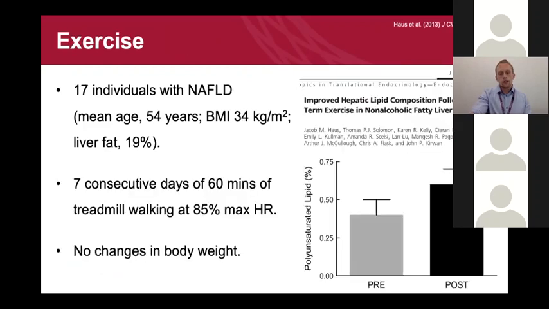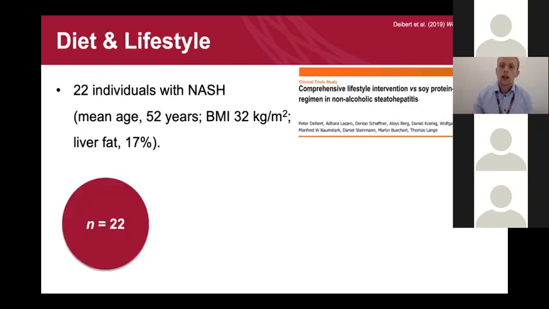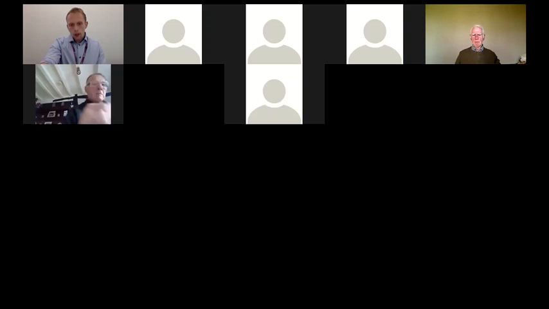So this study here was conducted in 2019 and involved 2 24-week interventions. One was a comprehensive lifestyle intervention, and one was a soy protein-based meal replacement, so similar to the DIRECT study that we spoke about before. This was conducted in individuals with NASH, that more severe form of liver disease. The 22 individuals were randomized to the two different interventions.